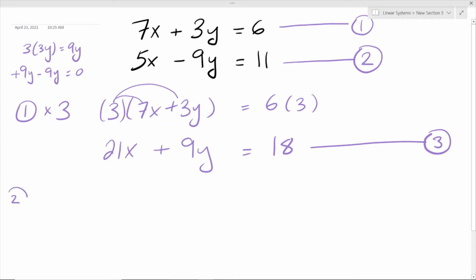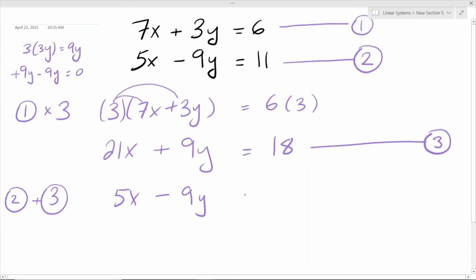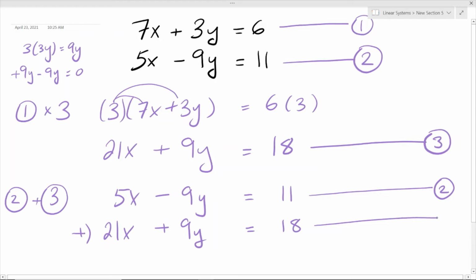So I'm going to do equation 2 plus equation 3. And I have here, I'm going to copy it, 5x minus 9y equals 11. This was our equation 2, right? And then we are adding this equation with equation 3, which I'm going to copy below. It's 21x plus 9y equals 18. This is our equation 3 that I copied from here, okay?